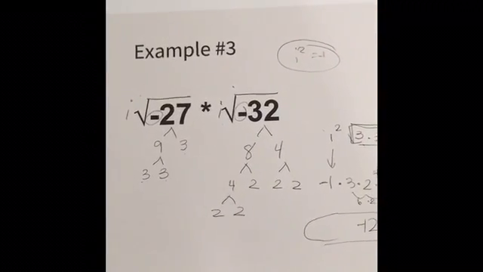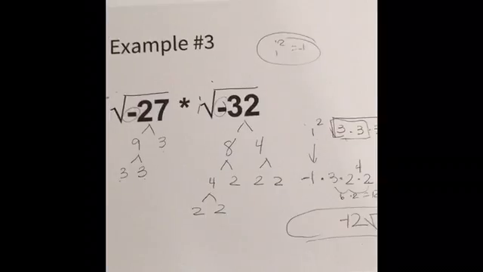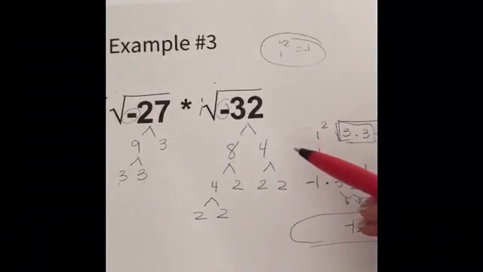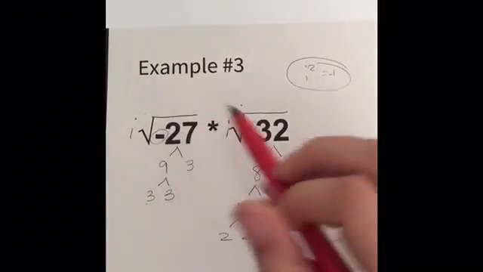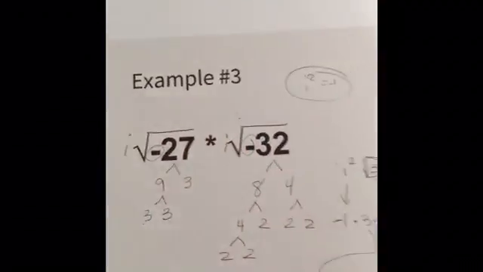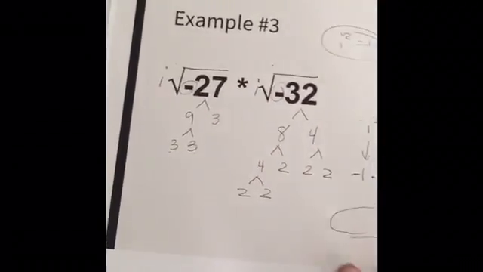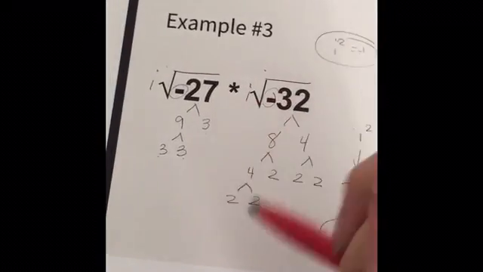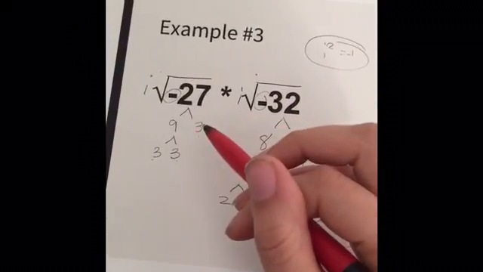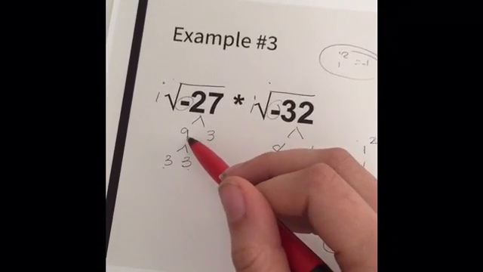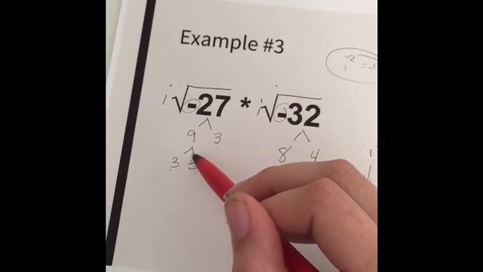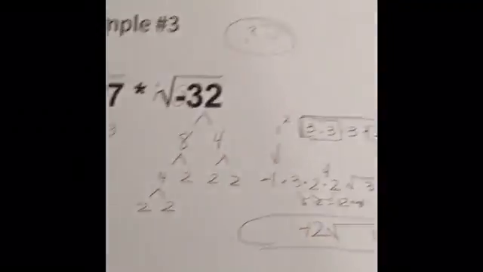The square root of negative 27 times the square root of negative 32. Since we're familiar with these problems now, we know to get rid of the negatives under the square root and change them into i's. Now we factor out 27 and 32. 9 and 3 can be factored out from 27, and furthermore 9 can be factored out even more to equal 3 and 3.